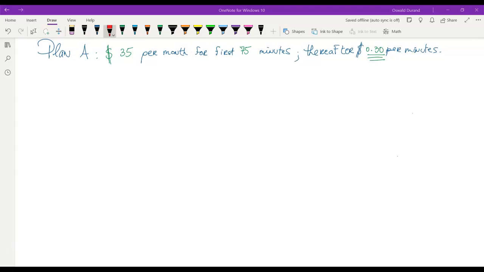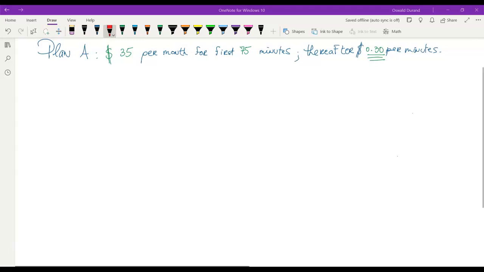Okay. So here you have a cell phone plan, and I'm just giving you something similar to what you have. So here you have a $35 per month service for the first 75 minutes, right? And anything after 75 minutes, your plan is going to apply 30 cents per minute. Okay. So what do we have so far, right?